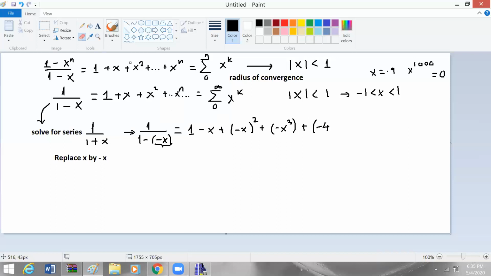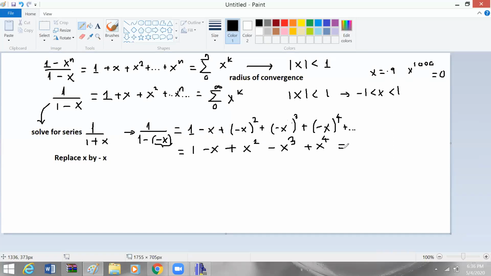I'm sorry, what am I writing right here? I apologize for that. So this is negative x to the 3 and negative x to the 4, and so on and so forth, and it goes to infinity, right? And then I can write the terms as 1 minus x plus x squared minus x to the 3rd plus x to the 4, and so on and so forth. And then minus x to the 5th plus x to the 6th and so on and so forth.